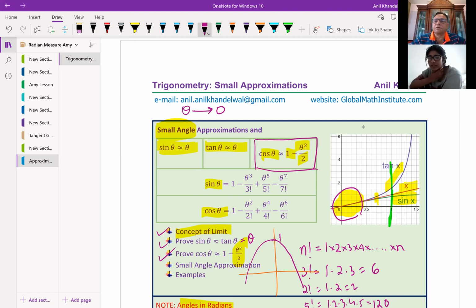Right, because we are not into just "this is the formula, apply, get the result." No. How did we get there? We have to understand. Then we will take some small angle approximation examples, which are similar to your book, which I just saw. Okay, so is this clear to you?